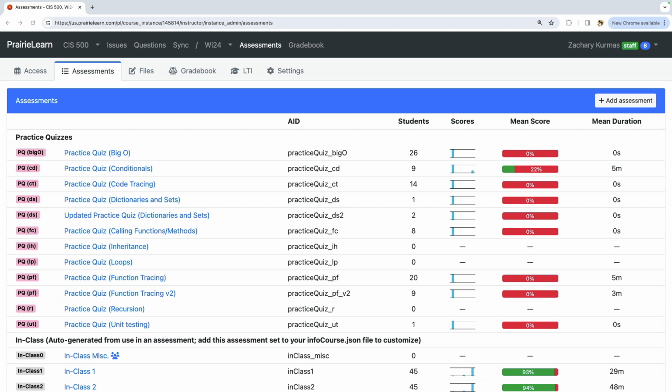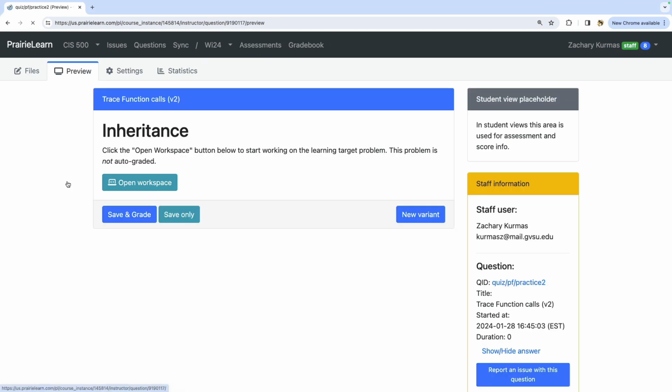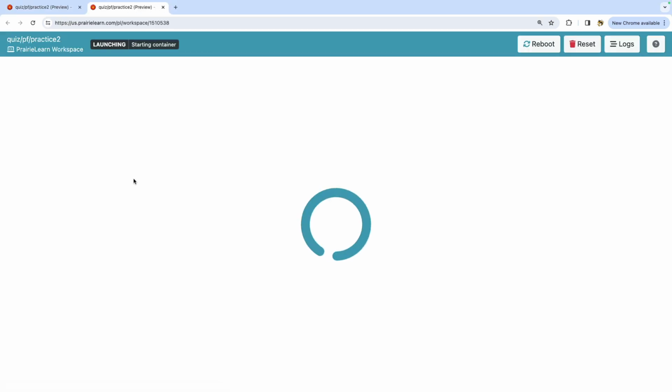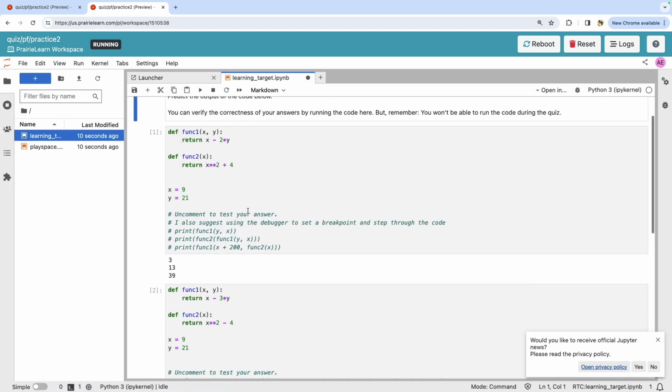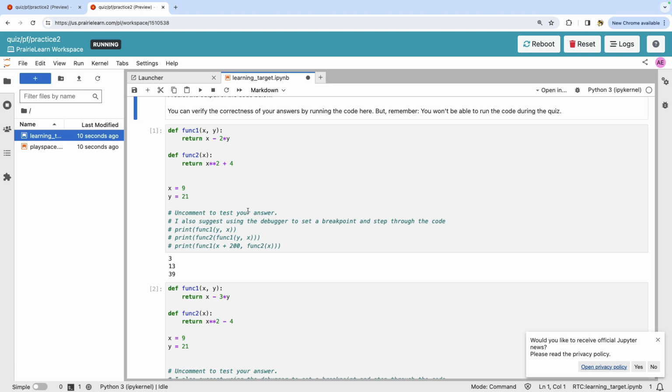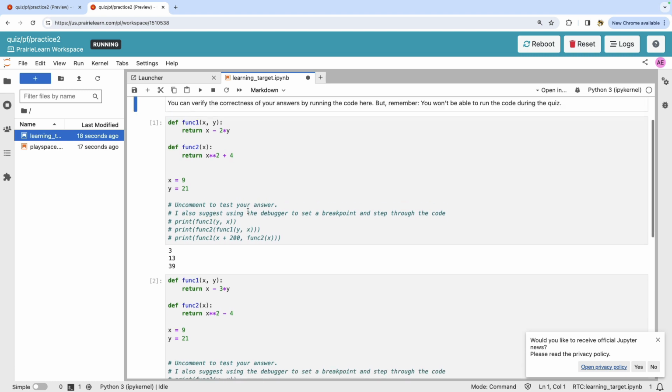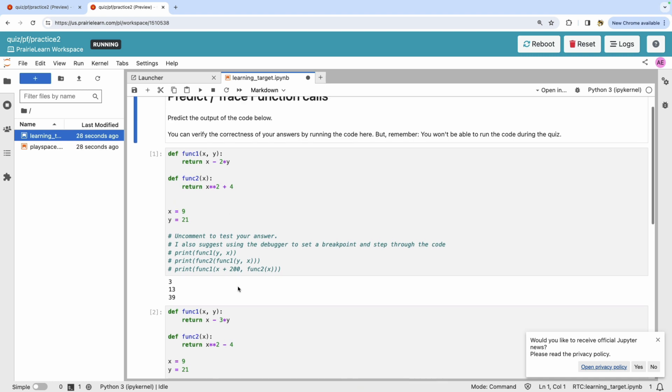So if you look here under assessments, you should see practice quiz V2 here. If we open the practice quiz V2 and open the workspace, what you will see is the same questions that were on Wednesday's quiz. You will notice that there were two different versions of the question. Both of those are here, and you have the ability to uncomment the code, run through it with the debugger, whatever will help you be prepared for this coming Wednesday.